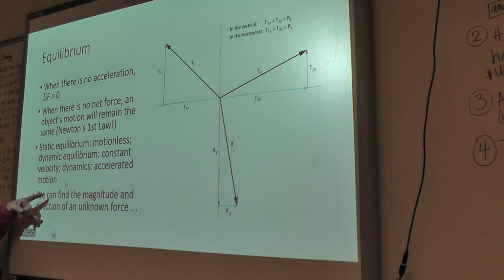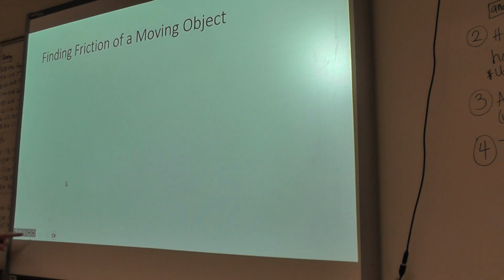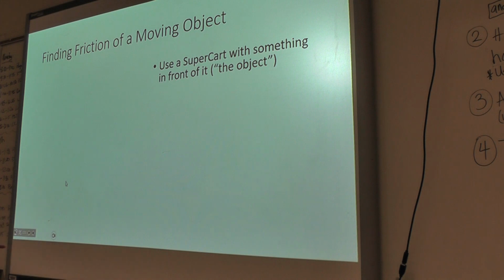So as I mentioned before, we're going to try to use this stuff to think about unknown forces. And the specific unknown force that I want you all to think about today is a supercart with something in front of it. So you're going to take a supercart and put, the best thing are those little metal bars, and I don't know where those are, but we'll figure it out. And what we're going to try to do is figure out the overall friction acting on the supercart and the thing in front of it at the same time.